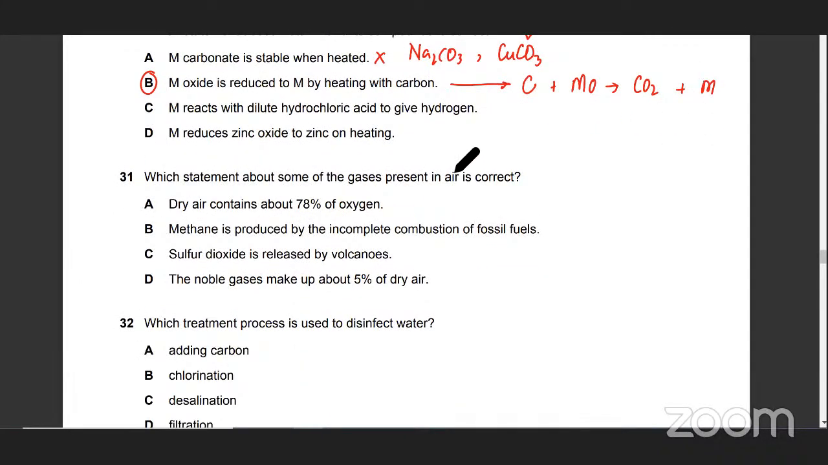So which statement about some of the gases present in air is correct? So dry air contains 78% of oxygen. That is wrong. क्या होता है 78%?